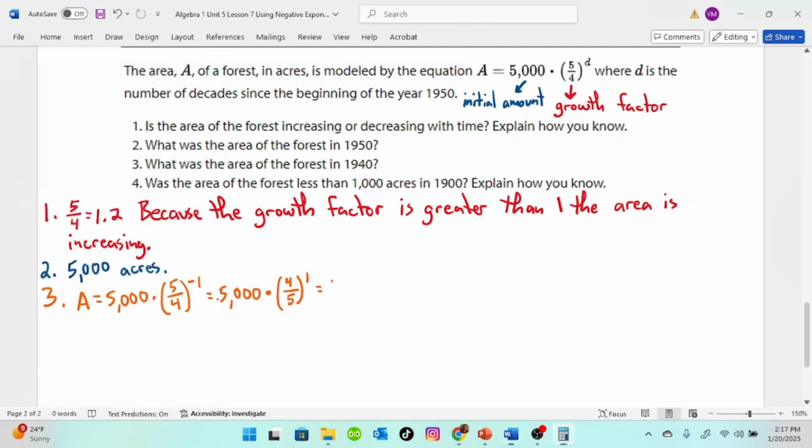And that gives us 4,000 acres. And we had said in number 1 that as we were going forward in time, the area was actually increasing. So this answer makes sense, that the area was only 4,000 back in 1940, and it had increased to 5,000 acres in 1950.